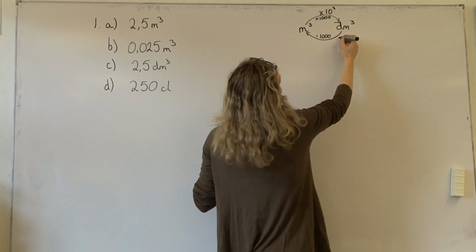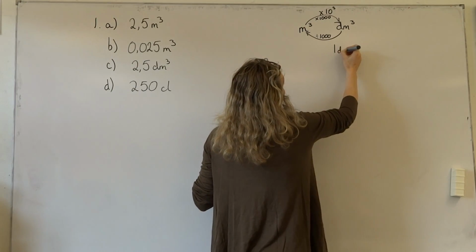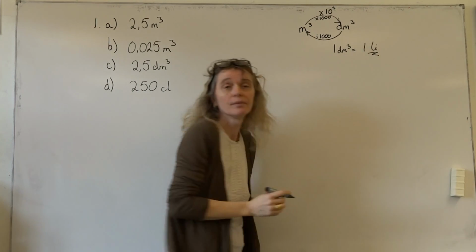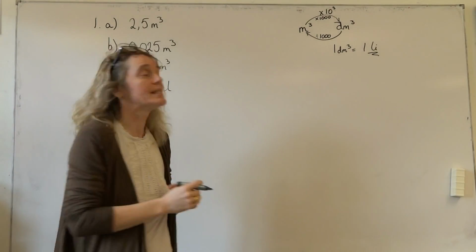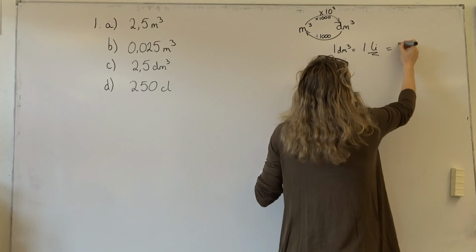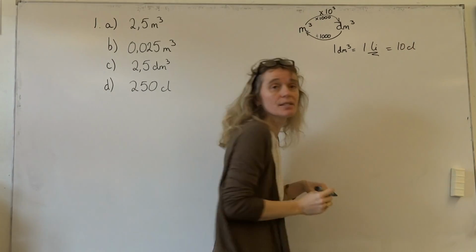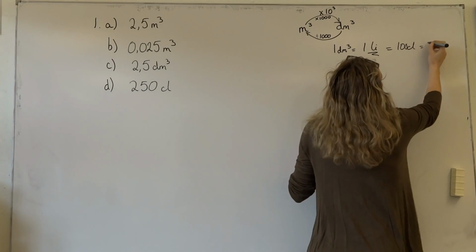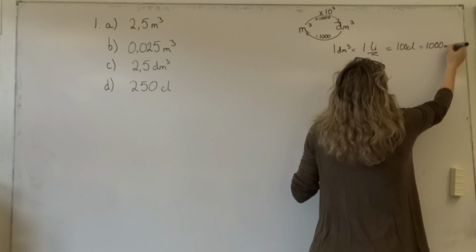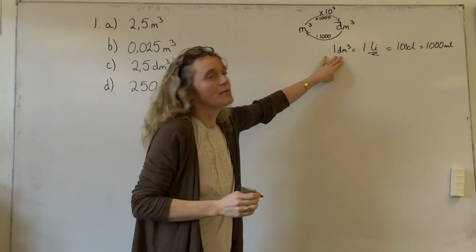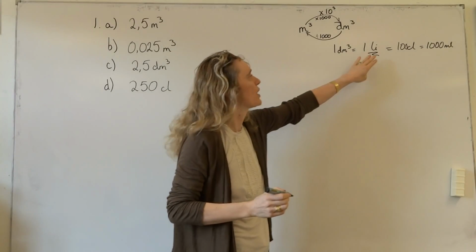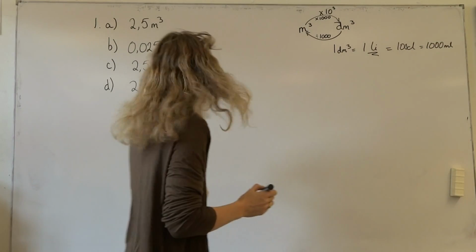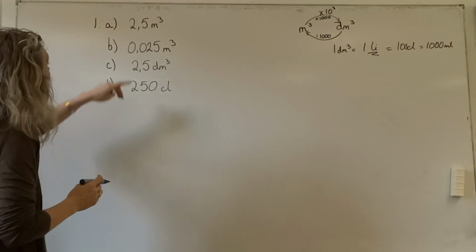The other thing we have to remember is that 1 decimetre cubed is the same as 1 litre. And in 1 litre there are 100 centilitres, or 1,000 millilitres. So we have decimetres cubed as a volume, but we also have litres, centilitres and millilitres. Then we can do these conversions quite easily.